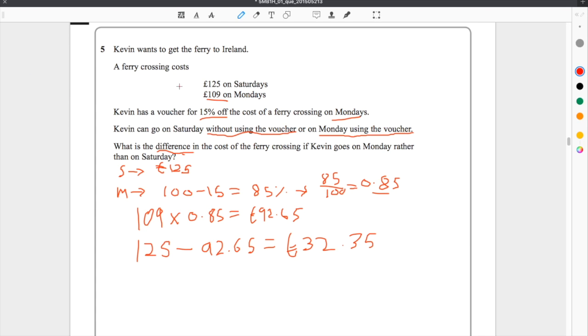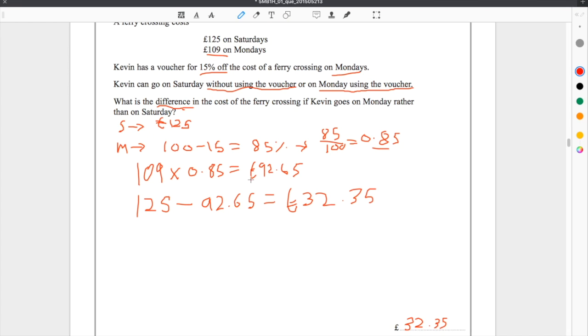With these questions, it's just about reading the question correctly, making sure that we understand exactly what's going on. As long as we recognise Saturday is a fixed price and on a Monday we're using the voucher, then the calculations hopefully are relatively straightforward, making sure we get our multiplier here.